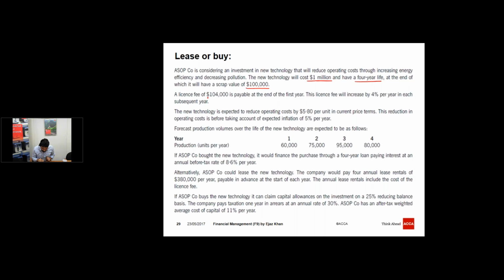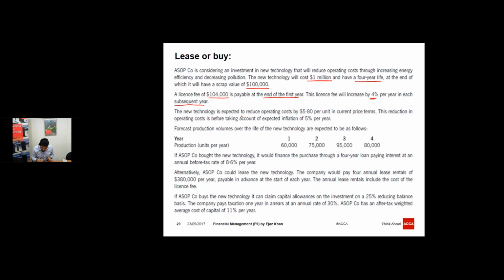A license fee of $104,000 is payable at the end of the first year. This license fee will increase by 4% per year in each subsequent year. So in the first year it will be 104,000, but in the next year it will increase by 4%, and thereafter it will keep increasing by 4% every year.